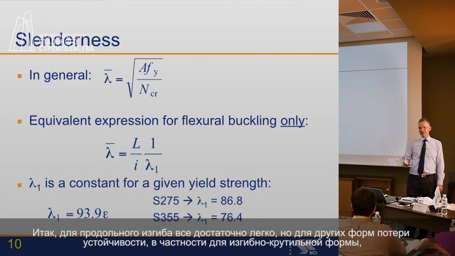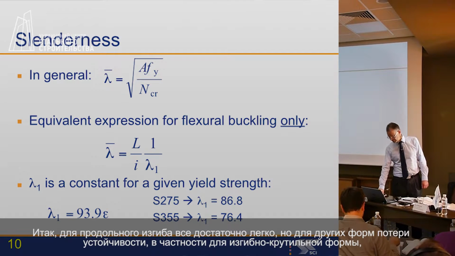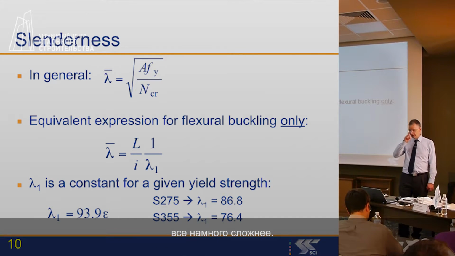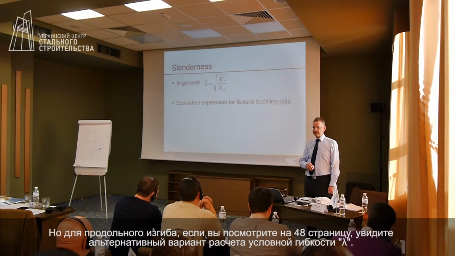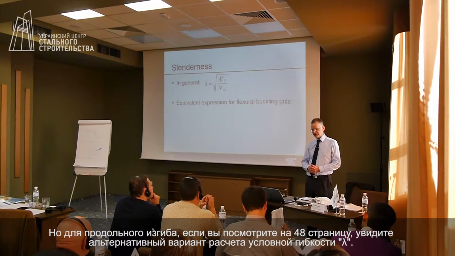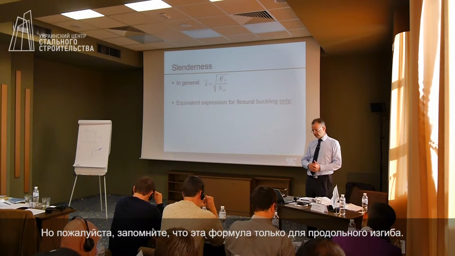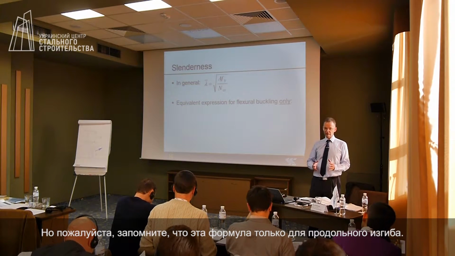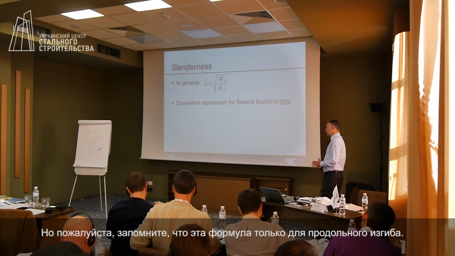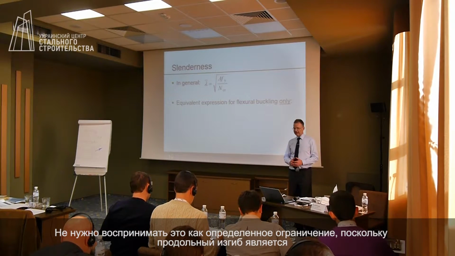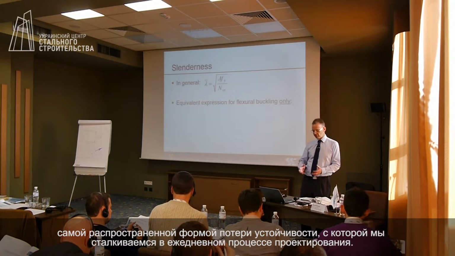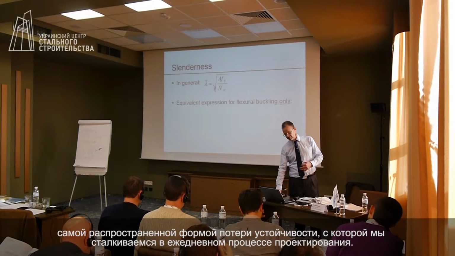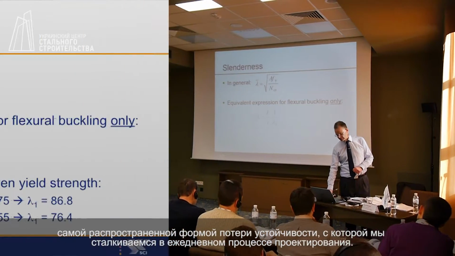So, flexural buckling is very easy. For the other forms of buckling, particularly torsional flexural, it is quite difficult. But for flexural buckling, if you look at page 48, there is an alternative way to calculate lambda bar. But please note, it's only for flexural buckling. You should not consider that to be a limitation, because flexural buckling is the most common form of buckling that we consider in our day-to-day design process.